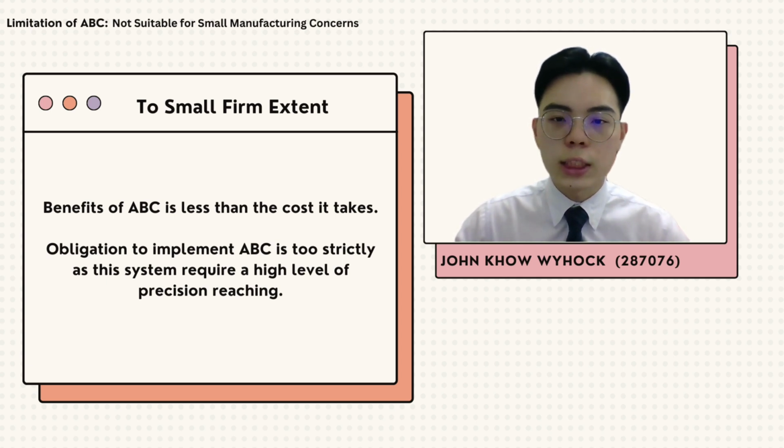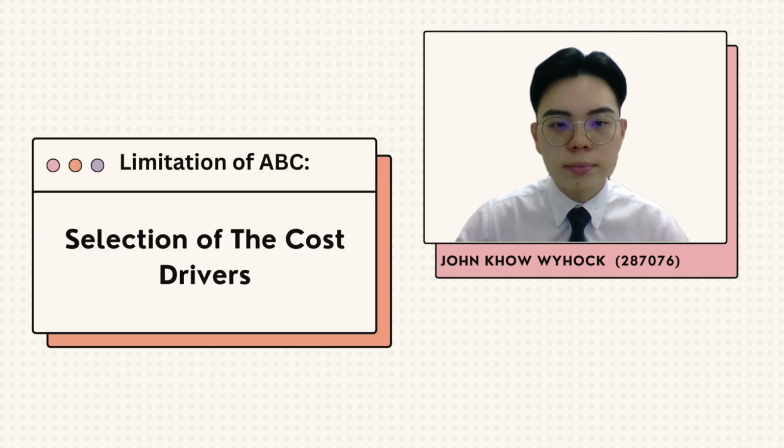Therefore, this method is extremely unsuitable for smaller firms with less experience. For a smaller firm, the benefits of implementing ABC are far less than the cost it takes. In conclusion, the obligation to implement ABC is too strict, as this system requires a high level of precision, which is not friendly to a smaller firm's condition.